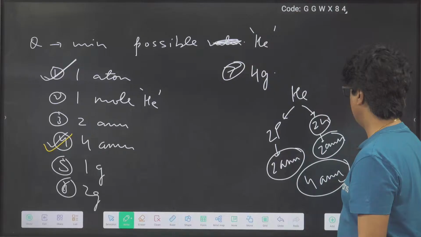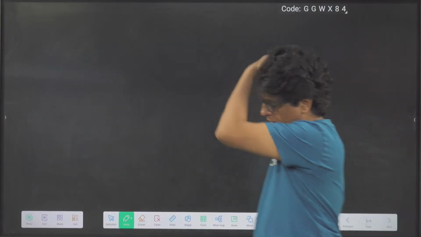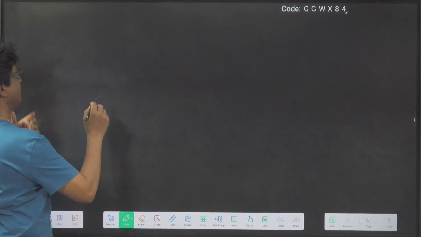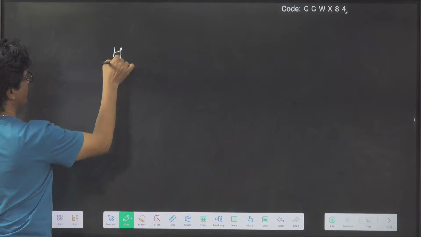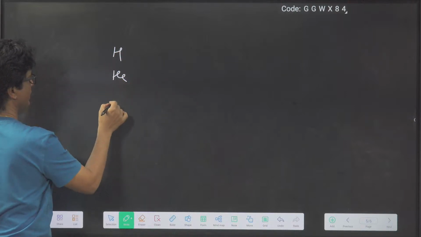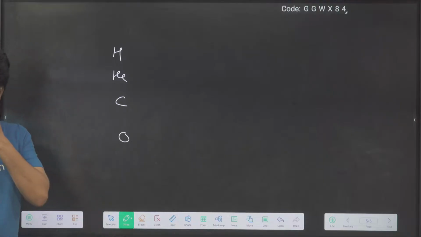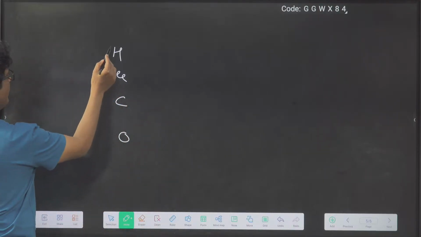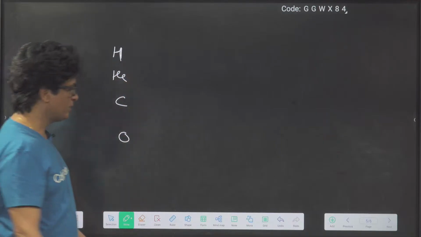Okay, so let's move ahead. Then let's write down certain things. Let's take a hydrogen atom, a helium atom, a carbon atom, an oxygen atom. I'm just taking some examples, right? So what is the mass number of the hydrogen atom? Mass number. You know what mass number is?